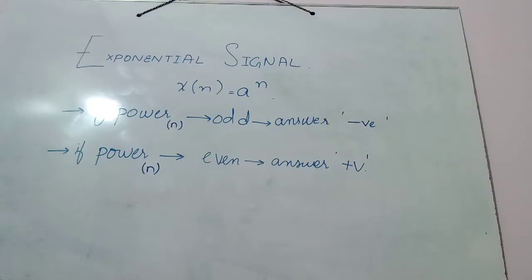Exponential signal. x[n] is equal to a^n. If the power n on the variable a is an odd number, then the answer is going to be negative. If the power n is an even number, the answer is going to be positive.